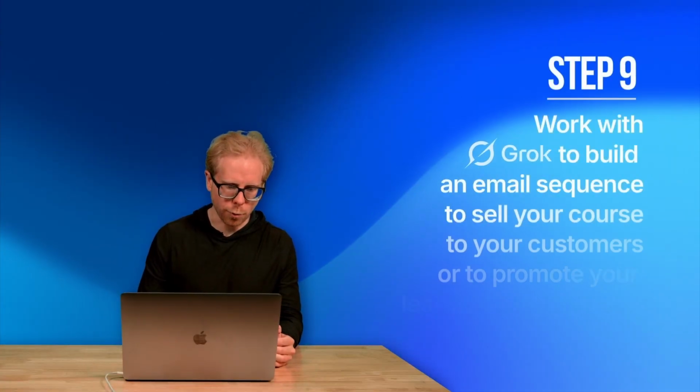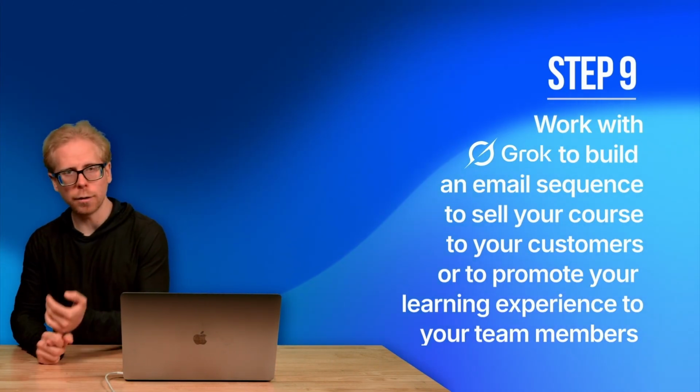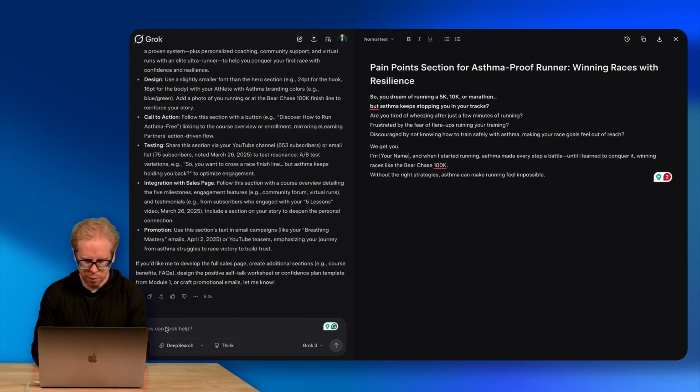That's step 8. Step 9 is to work with Grok to build an email sequence or an email campaign to sell your online course or learning experience to your customers, or to promote your learning experience to your team members. And we're just going to ask Grok, this is great. Now I want you to come up with 3 to 5 emails selling my course to my audience based on the learner transformation statement, learning outcomes, and everything else we talked about together. This is step 9, building another marketing asset.